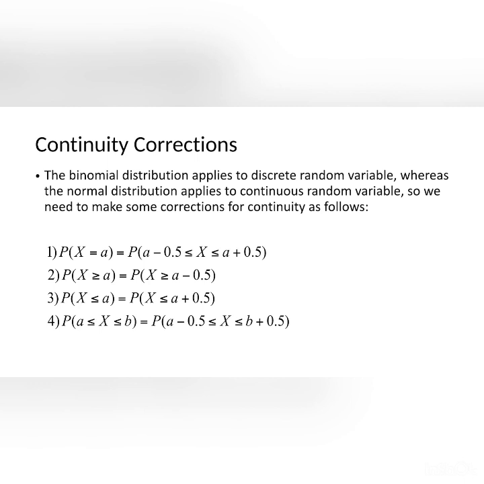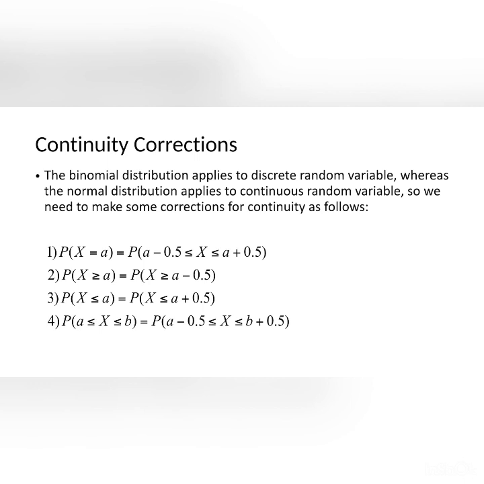We proceed to continuity correction. The binomial distribution applies to a discrete random variable, whereas the normal distribution applies to a continuous random variable. So we need to make some corrections for continuity as follows. Number 1, if probability X is equal to a, after the continuity correction, we get probability X greater or equal to a minus 0.5 and less or equal to a plus 0.5.